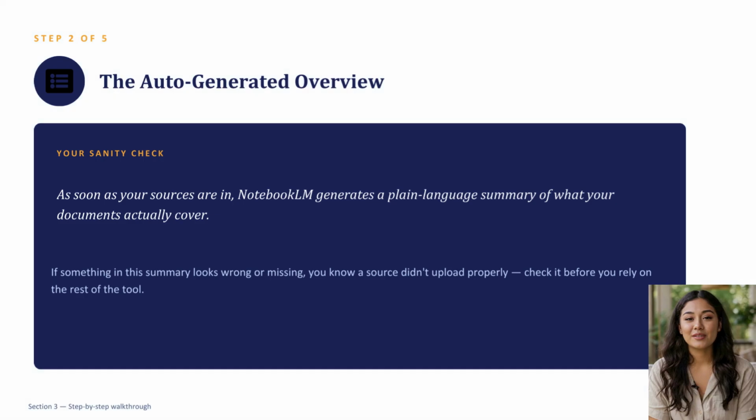As soon as your sources are uploaded, NotebookLM automatically generates something called the overview, a plain language summary of what your documents actually cover. I want you to treat this as your sanity check, every single time. If that overview looks accurate and matches what you expect your notes to cover, great, you know your upload worked. But if something in that summary looks wrong or something feels like it's missing, that's your signal that a source didn't upload properly or got cut off partway through. This step takes about 10 seconds to read, but skipping it is exactly how people end up building an entire study guide on top of a broken upload, so don't skip it.